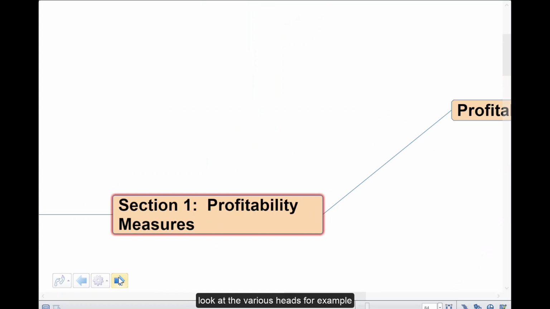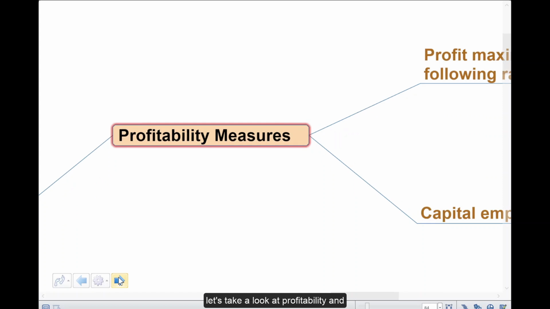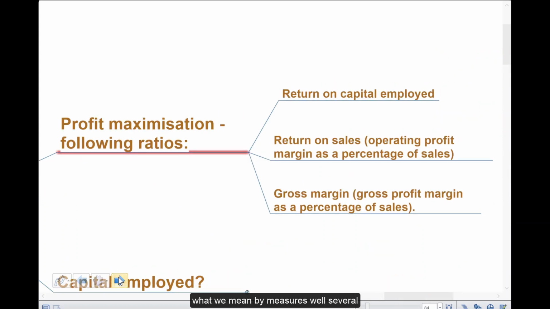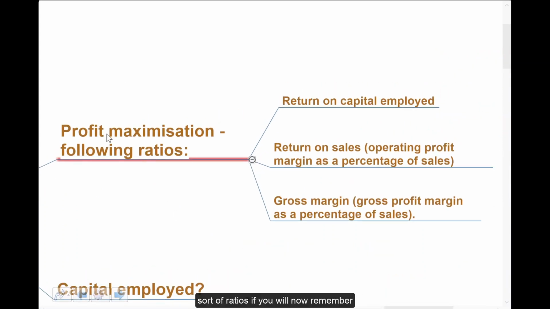For example, profitability is absolutely central to your expertise. So this first section, profitability measures, is one of several, and indeed all are important. Let's take a look at profitability and what we mean by measures. Well, several sort of ratios, if you will. Now remember, profit maximization is where we're at.